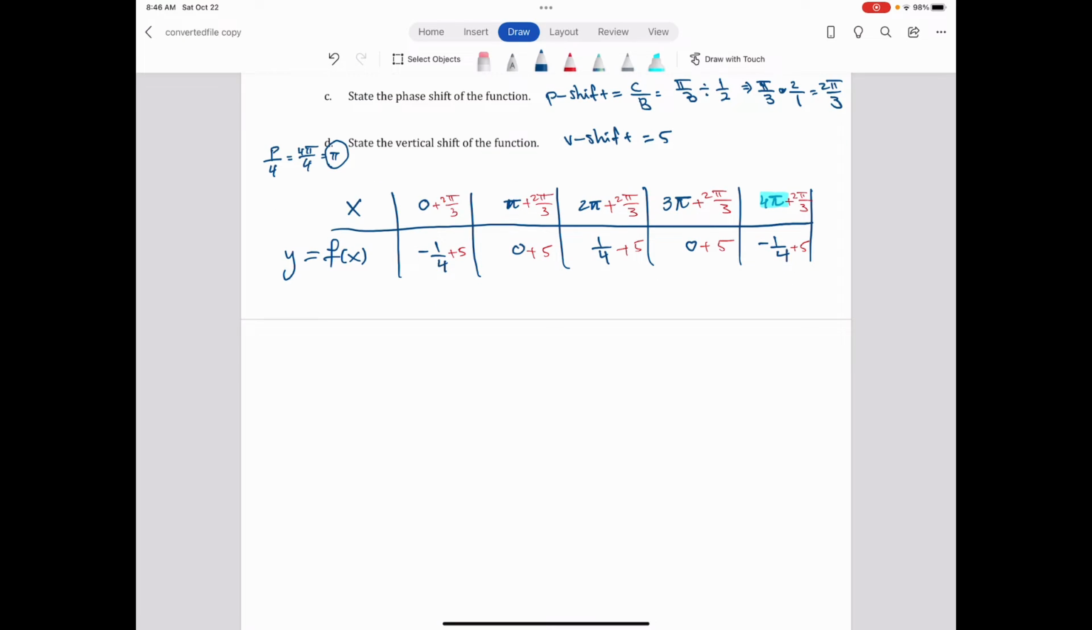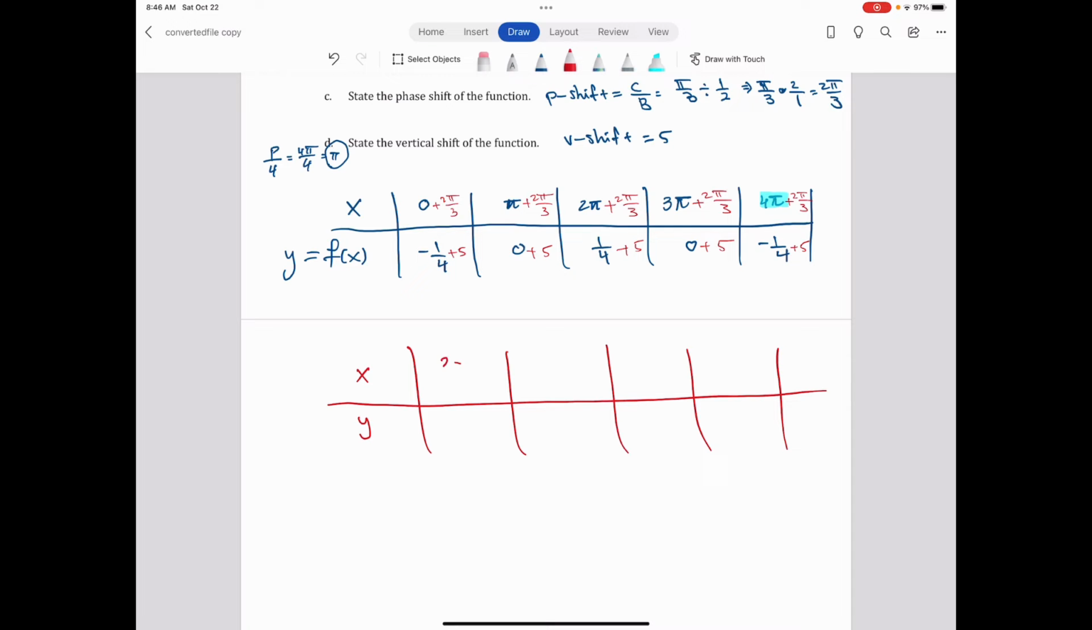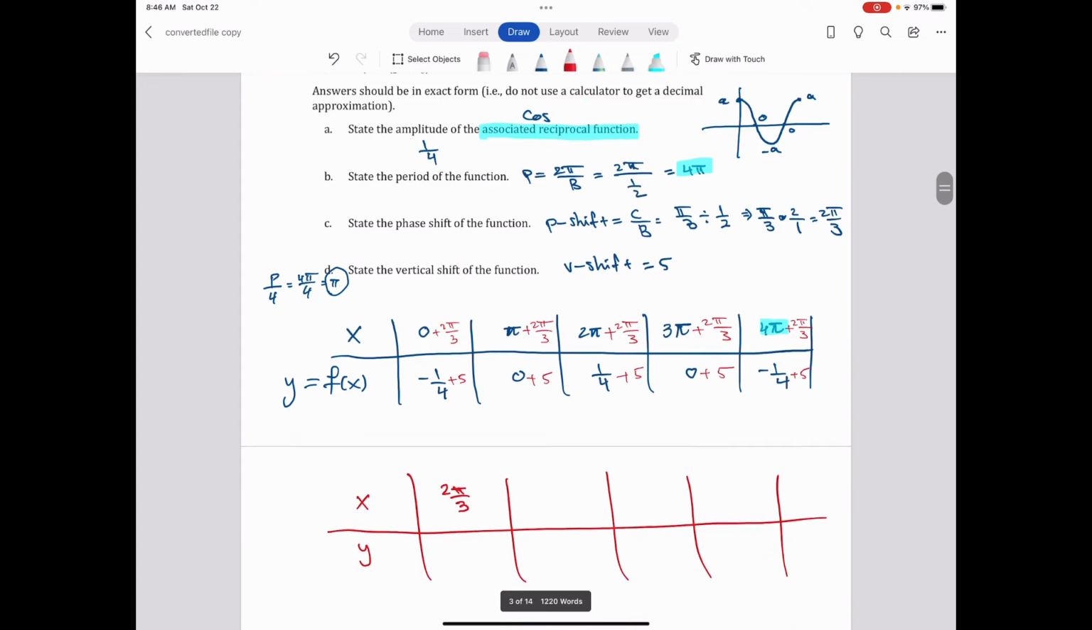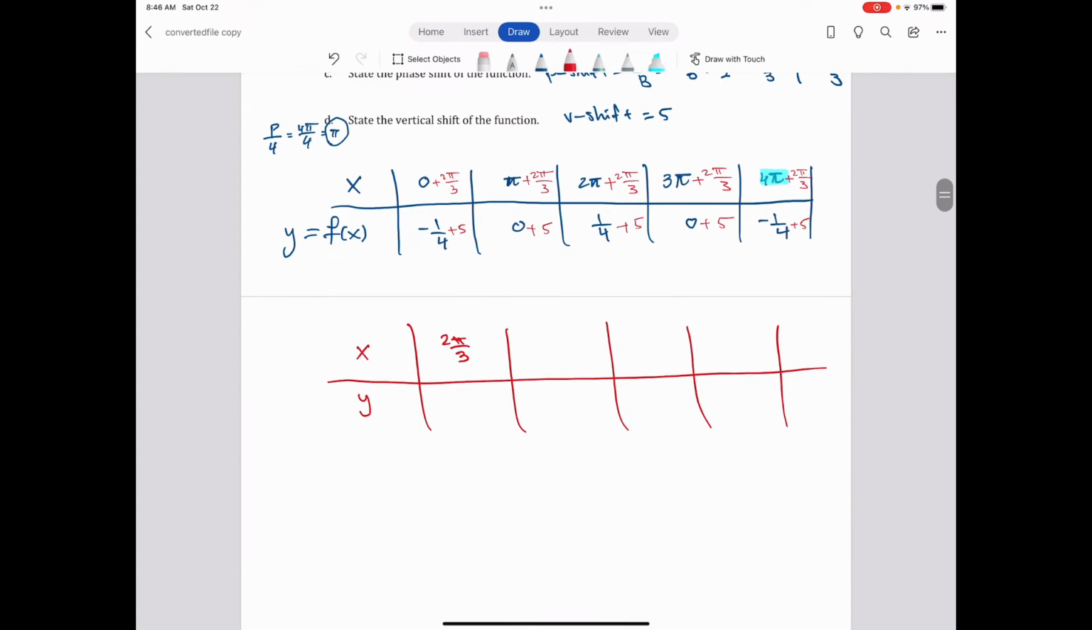Now we're going to find the values here. So just create the table one more time, now with the new values after the addition of the shifts. So the first value is 2 pi over 3. The second value is 5 pi over 3. And then we have 6 plus 2 is 8 pi over 3. 9 plus 2, 11 pi over 3. And then 12 plus 2, 14 pi over 3.